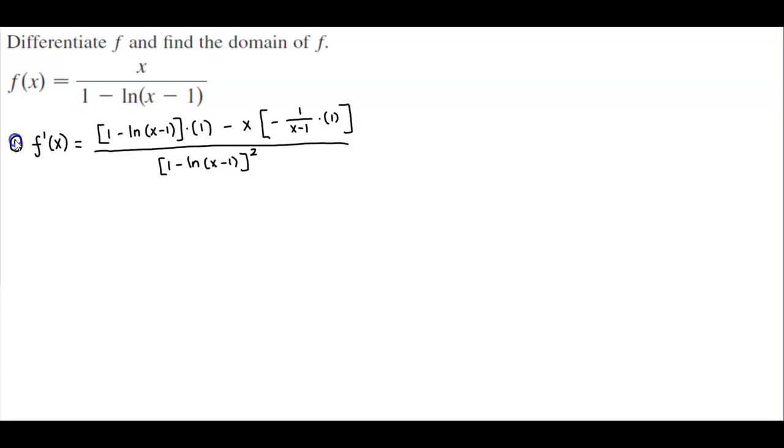So let's go ahead and combine like terms in the numerator. So we have f prime of x, which is going to equal 1 minus the natural log of x minus 1. And if we multiply negative x times negative 1 over x minus 1, we get plus x over x minus 1, divided by 1 minus the natural log of x minus 1 squared.